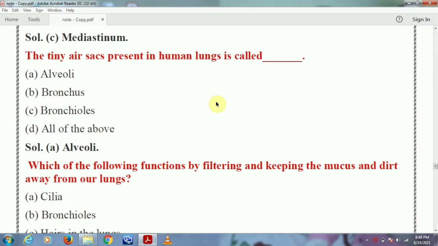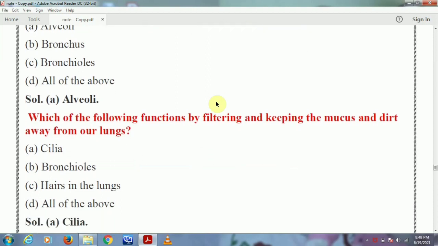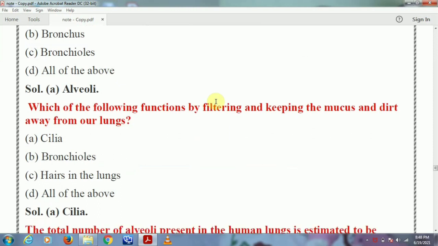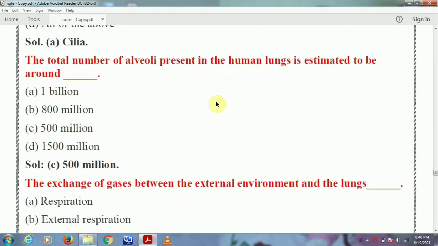Which of the following functions by filtering and keeping the mucus and dirt away from the lungs? The dust particles protect us, cilia. Cilia move the mucus and dirt away. Then the total number of alveoli present in the human lungs is approximately 500 million.